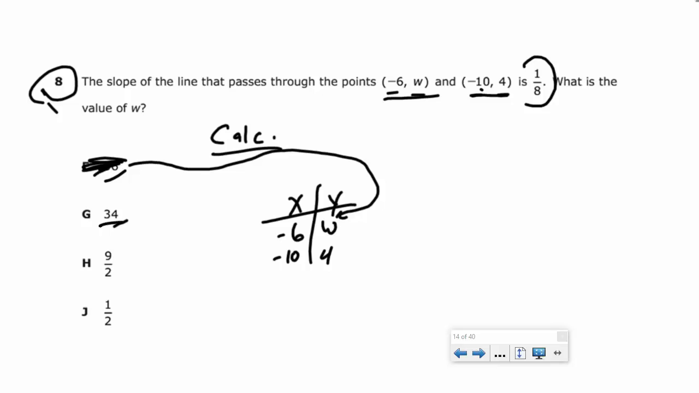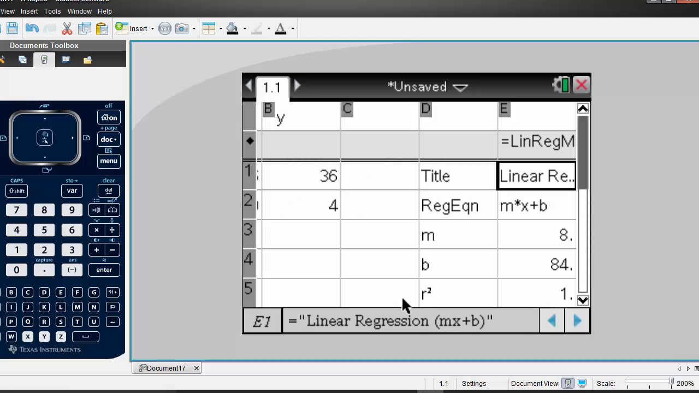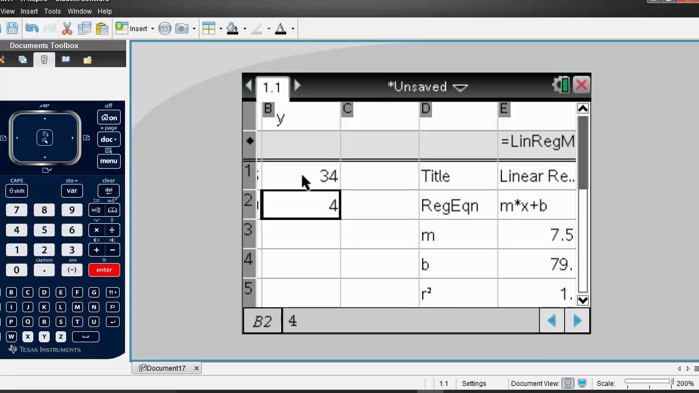So now I have to try 34. So I go back to the calculator. And I'm going to go back to this value here. And I'm going to substitute 34 instead of 36. I'm just going to type in 34. Instead of 36. When I hit enter, it actually changes the slope. All right, it changes it to 7.5. 7.5 is way bigger than 1/8, so this answer is also wrong.